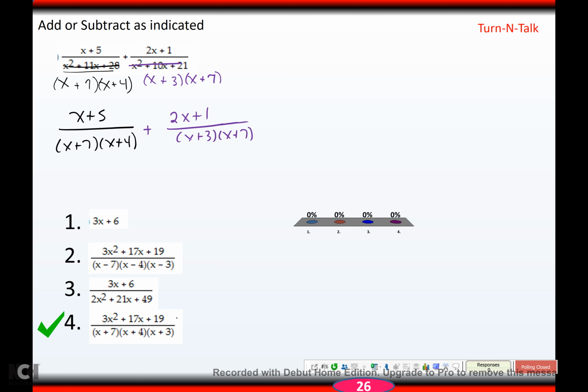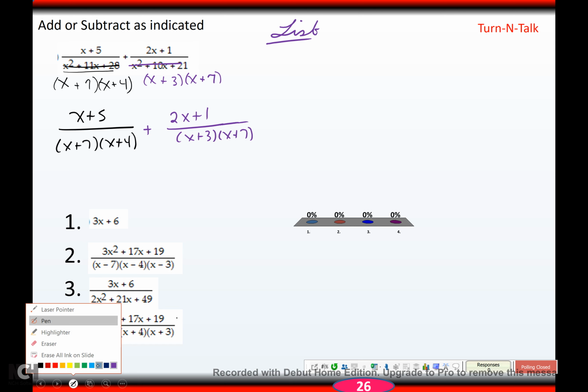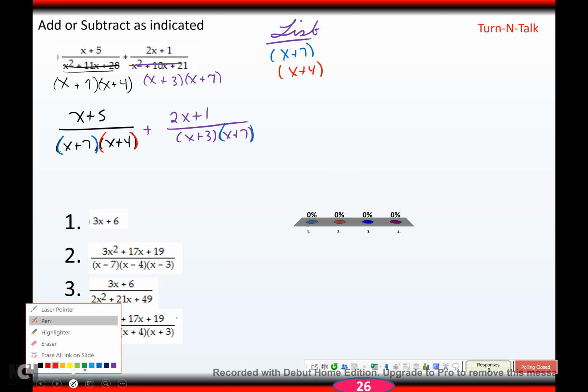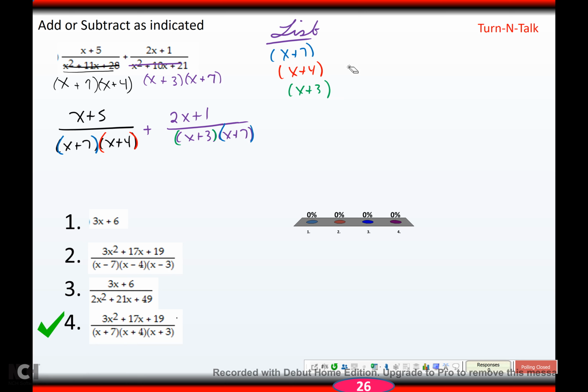So now that everything is factored, I can make my list. And in my list, I need an x plus 7, which will take care of that and that. I need an x plus 4, and I need an x plus 3. So this one has the x plus 7 and the x plus 4. So the right side. This side has the x plus 7 and the x plus 4. I need the x plus 3.